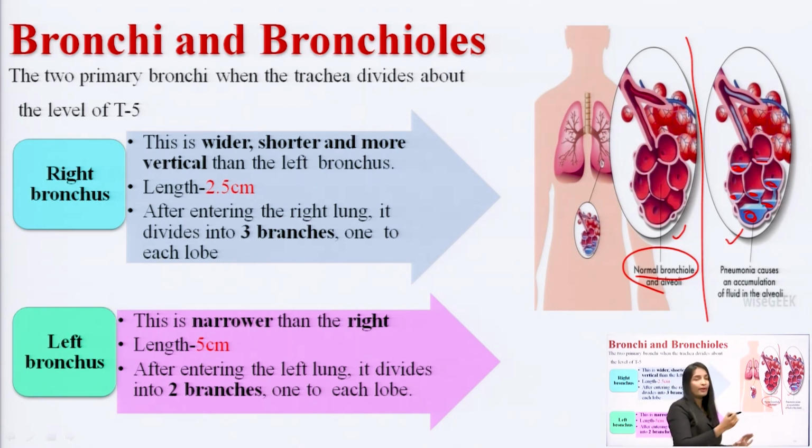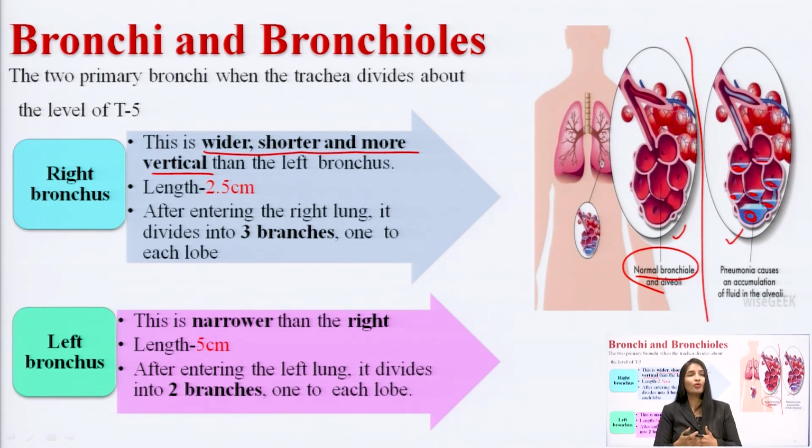Okay. So if I am talking about the bronchi and bronchioles, we have two bronchi, the right bronchus and the left bronchus. The right bronchus is wider, shorter and more vertical than the left bronchus. The length of the right bronchus is about 2.5 centimeters. The right bronchus enters the right lung, and the left bronchus enters the left lung.